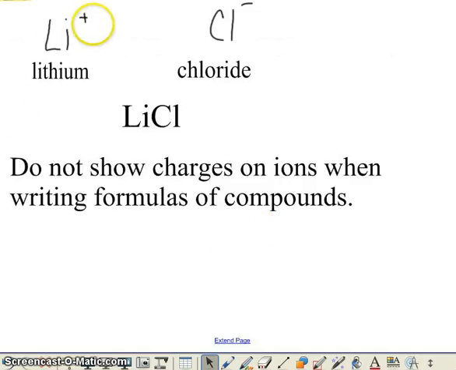So here's an example. Lithium ion, what is its charge? It's +1. Chloride ion, -1. Oh, the charges are equal. I only need one of each. So I have LiCl, no subscripts, but notice this. There are no charges shown when we write the formulas. Common mistake, girls, so please remember, no ions shown when writing the formula of a compound.